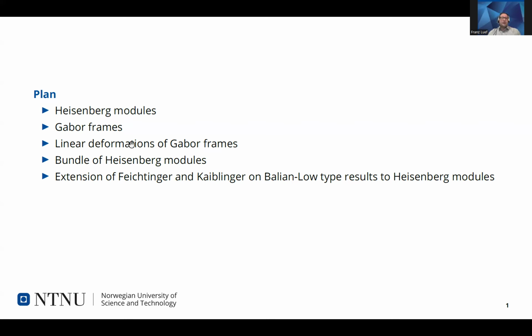And the nice thing is, it turned out that using this kind of setup, it allowed us to extend the original results by Feichtinger and Kaiblinger to this framework of Heisenberg modules, and also obtain what's called a Balian-Low type theorem, which has not been so much studied in the Heisenberg module setting, but is an interesting no-go theorem. So when you cannot have generators.